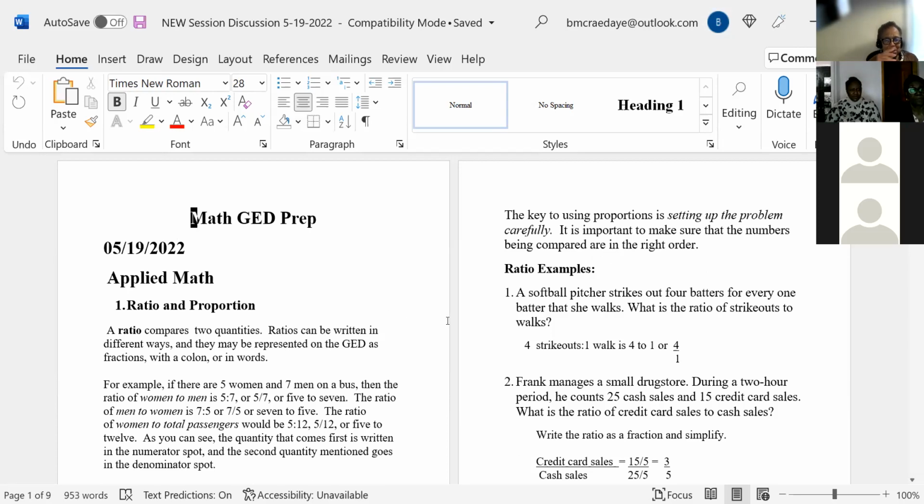What is a ratio? Anybody want to tell me? It's just a comparison of two quantities. That's all it is. One equal to the other, or one is bigger? Well, you can write them side to side.